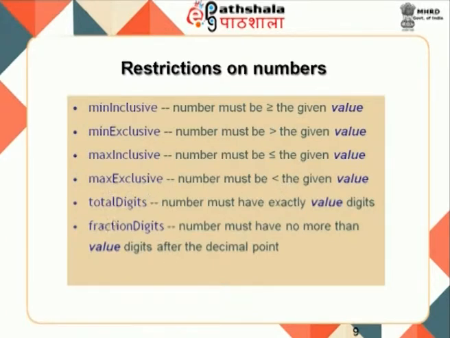And you can put a restriction on the total number of digits. Use the keyword called total digits. So, you will say that exactly these many digits have to be present. You can put a restriction on the fractional digits. So, you can say that the number must have no more than this many digits after the decimal point.